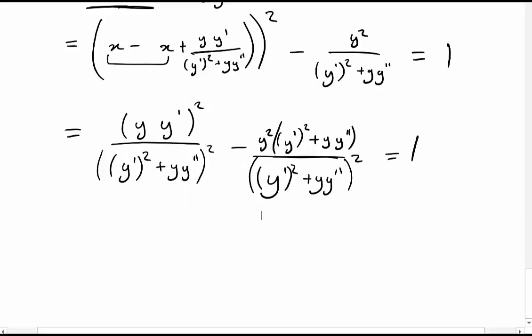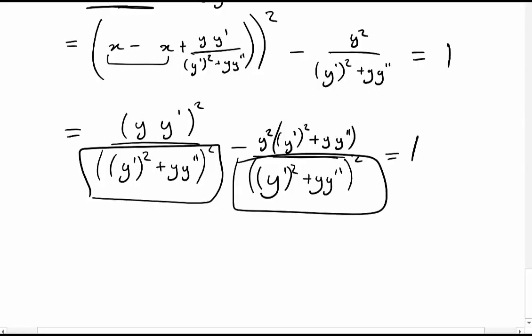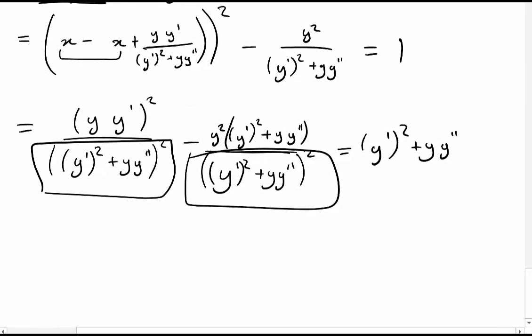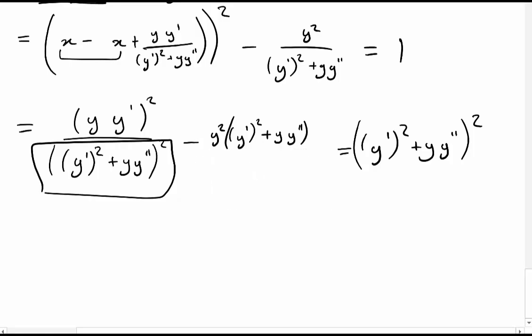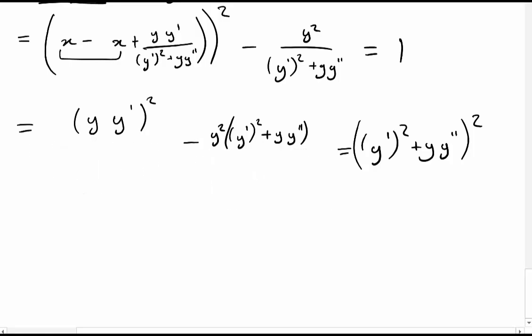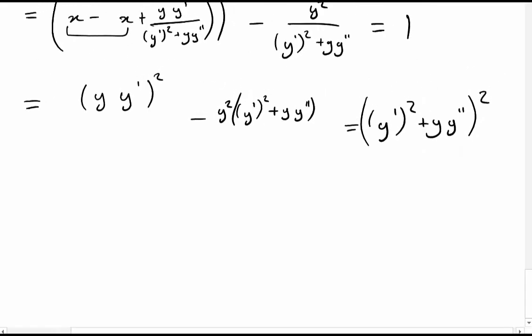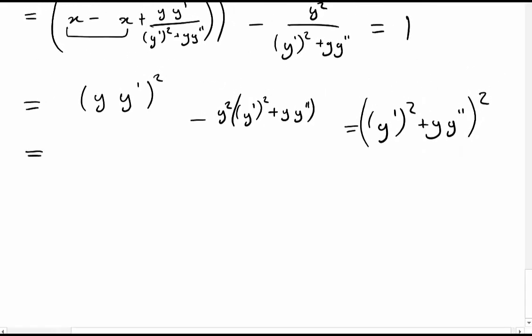Well, now I can multiply through by this denominator, because those two denominators will cancel. Then on the right, I'll just end up with y dash all squared plus y double dash, and that's all squared. So if I multiply through by that, I get rid of these fractions on the left-hand side. Okay, so what's going on here then? Well, this is y squared, y dash squared. So that's that thing expanded.